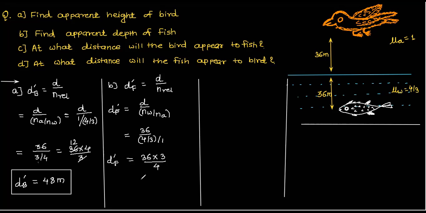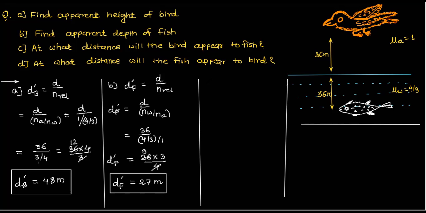And how much is it? Yes, tell me how much it is. 27. So see now, for the bird also, actually it is at 36 meter, but how much will it appear? 27 meter. Yes or not? How much will it be? 27 meter for the bird. Is that clear? Understand? Okay.